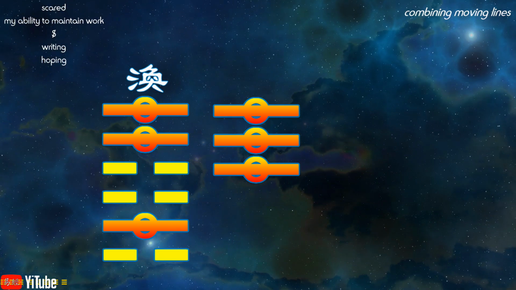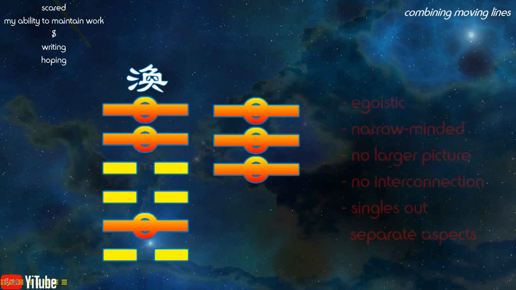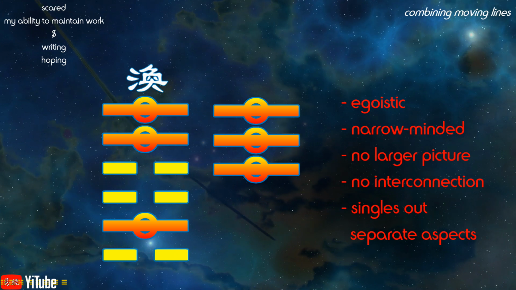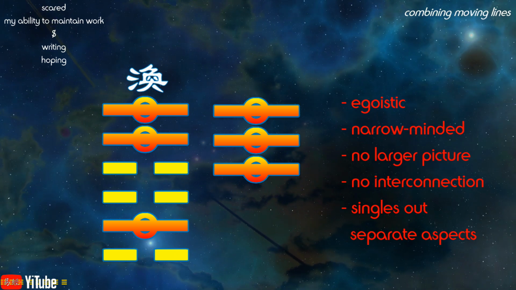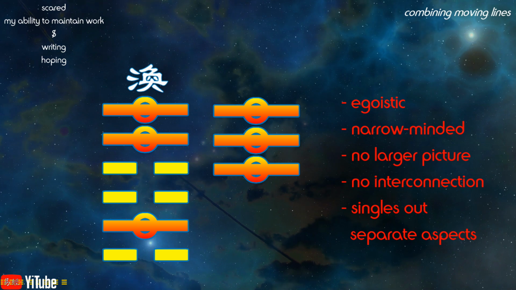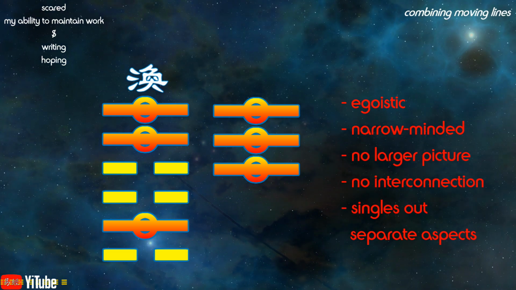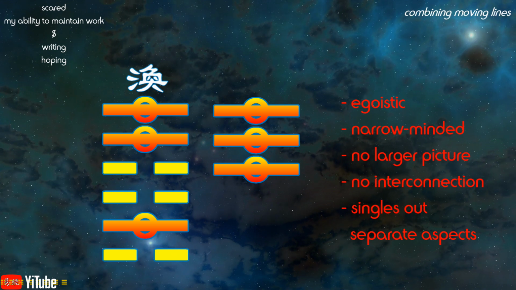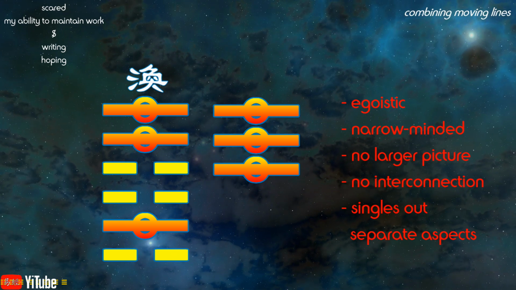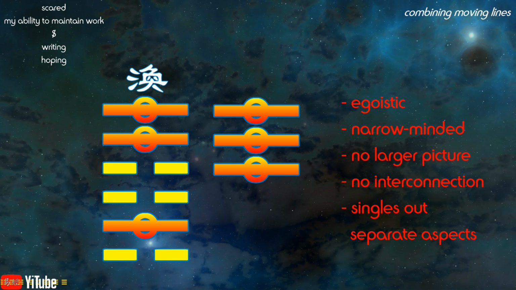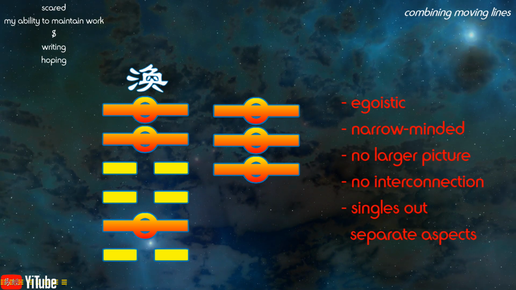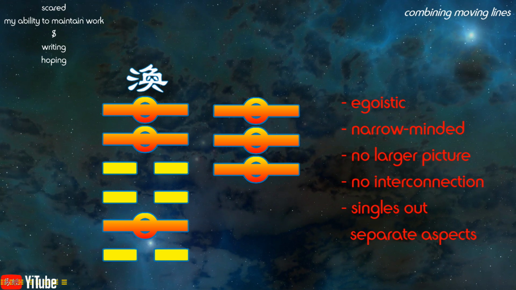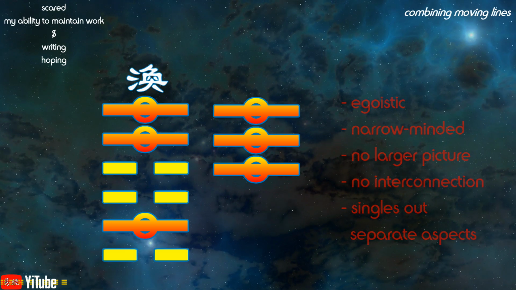An unbalanced trigram heaven is inclined to be egoistic, tends to be narrow-minded, and does not see the larger picture nor the interconnection between all aspects of the situation. It singles out separate aspects, and by doing so, it does not see how these aspects are influencing each other. M fails to see the connection between work, money, writing, and hope. Sorry, M. Her focus is on all these separate things, but they are all connected.